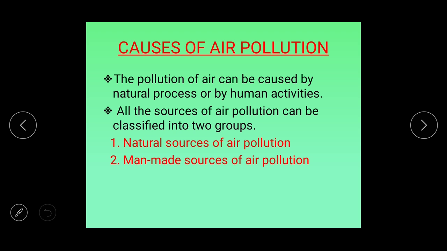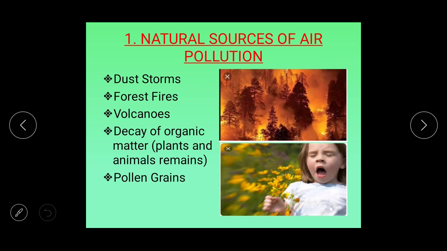I am coming to the next point, that is causes or the sources of air pollution. The pollution of air can be caused by natural process or by the human activities. All the sources of air pollution can be classified into two groups. First, natural sources, and second, man-made sources of air pollution.